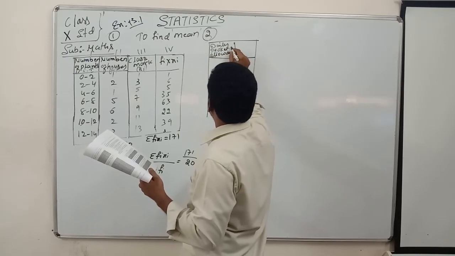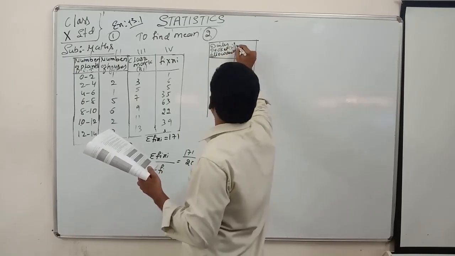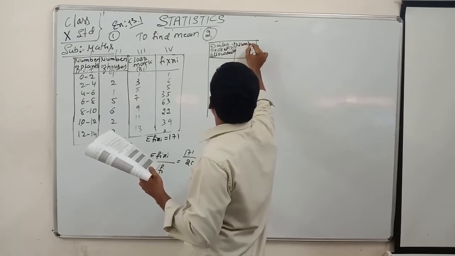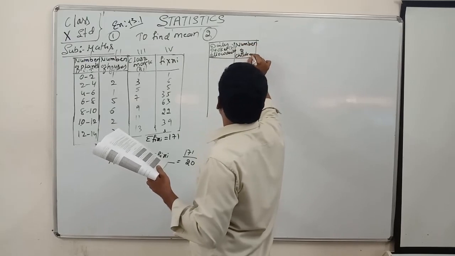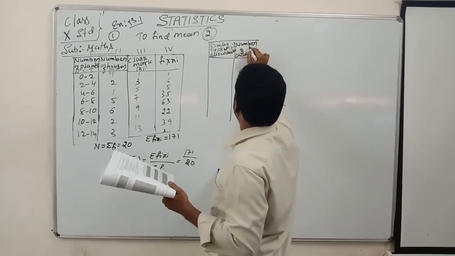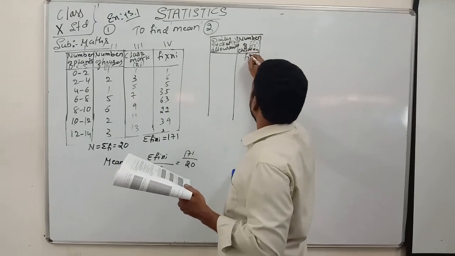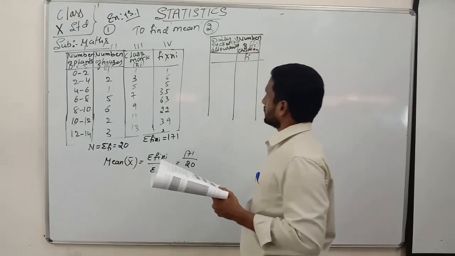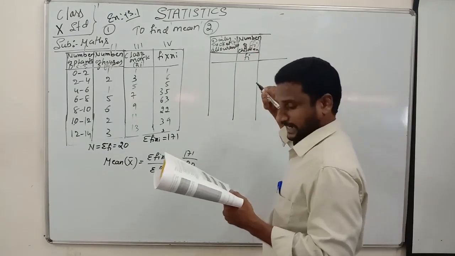In rupees, okay, that is in rupees. Okay, next column is number of children. Number of children is nothing but fi. So you can write here fi. So next, what is given, we can write here.